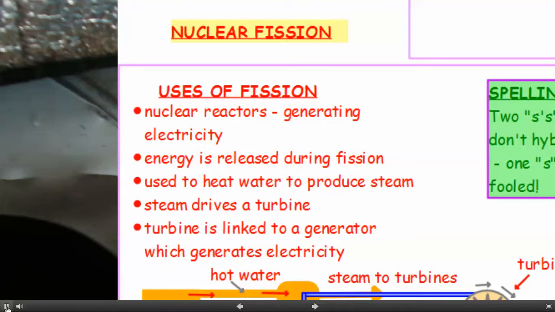The main use of nuclear fission is in nuclear reactors, which generate electricity. Now, the energy that's released during fission is used to heat water to produce steam, and the steam drives the turbine. The turbine doesn't produce the electricity itself. The turbine is linked to a generator, and the generator generates electricity.